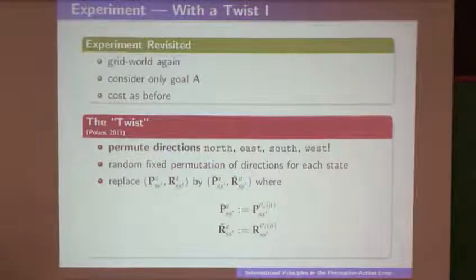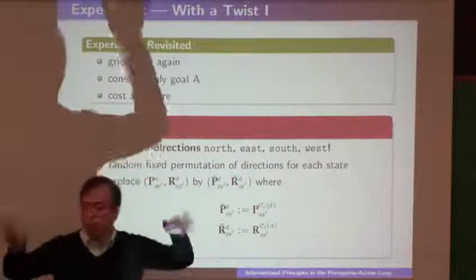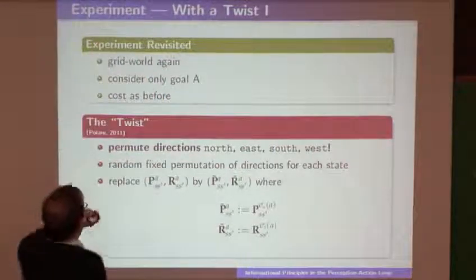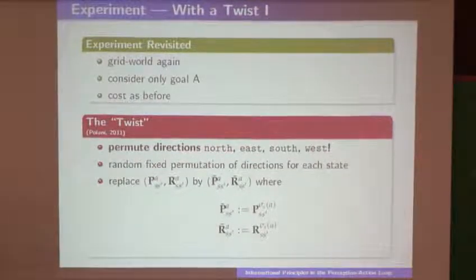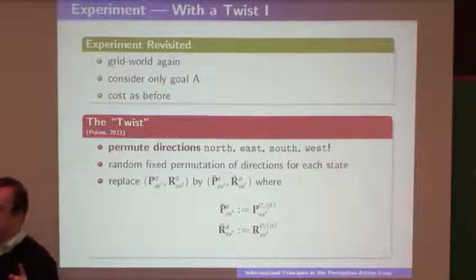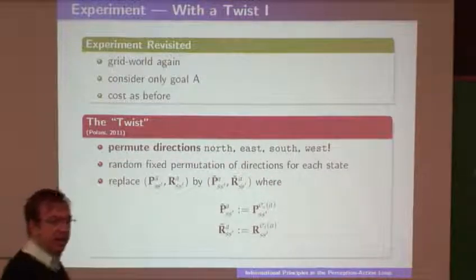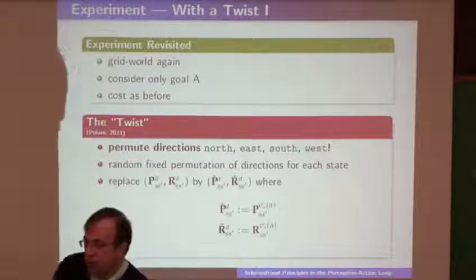Right. Now I'm going to up the game. So we look at the same grid world. Forget B. I'm throwing B away. I don't need it anymore. I'm considering only A. The cost is as before, one unit per step. And I'm going to do something nasty. Really, really nasty. I feel this is like when you really torture your poor artificial life agents.